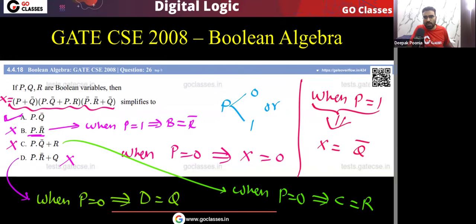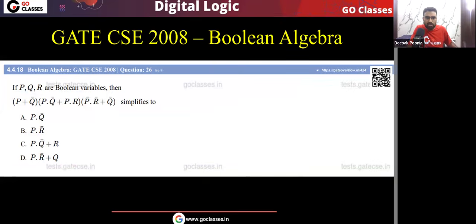I hope you understood. So this is method number 1 to solve this question, that is by case method. You can create two cases, P equal to 0, P equal to 1, because P is a Boolean variable. So you can create two cases and you can solve this question. Let's see another method to solve this question, that is using the Boolean algebra laws.